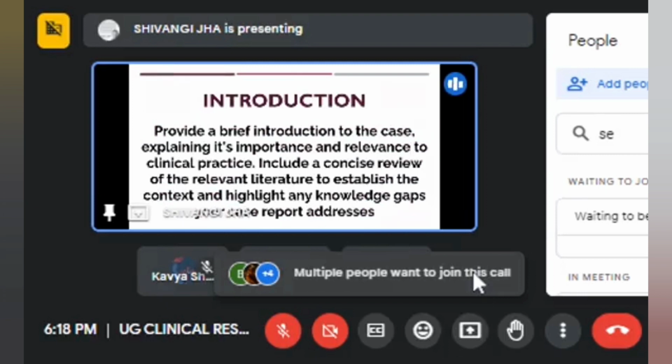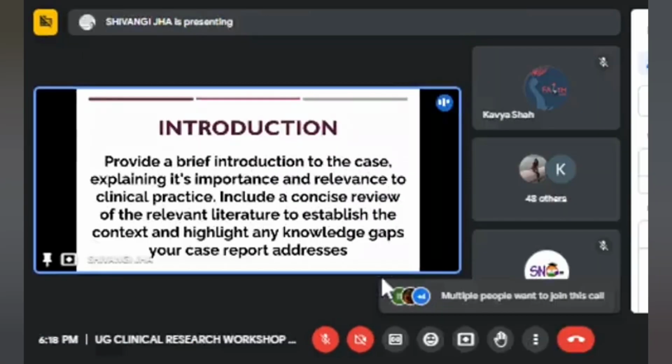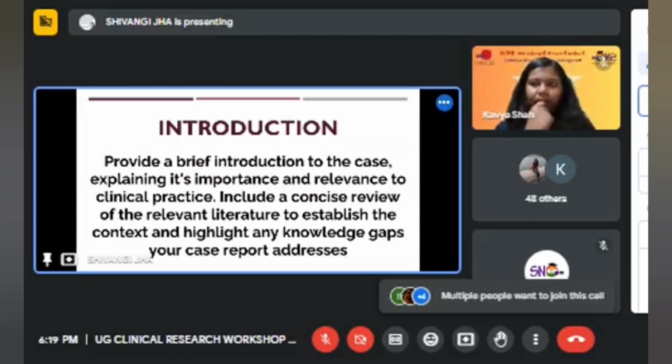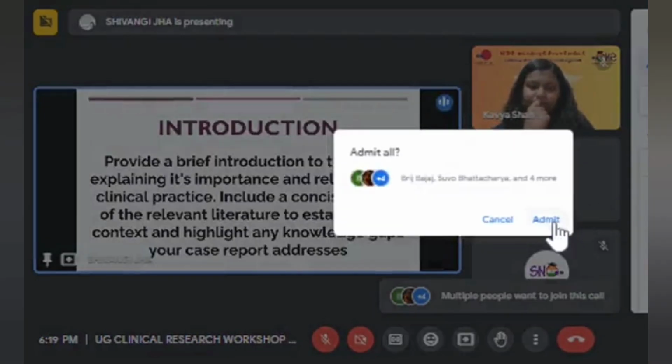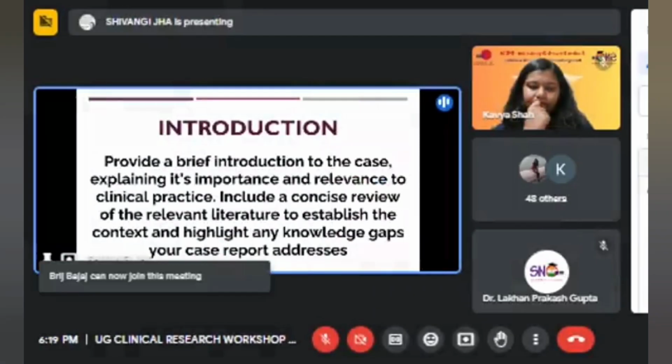Coming to the next part, that is the introduction. Provide a brief introduction to the case, explaining its importance and relevance to clinical practice. Why do you even want to write about this case? It's going to be in the introduction only. Include a concise review of the relevant literature to establish the context and highlight any knowledge gaps your case report addresses.